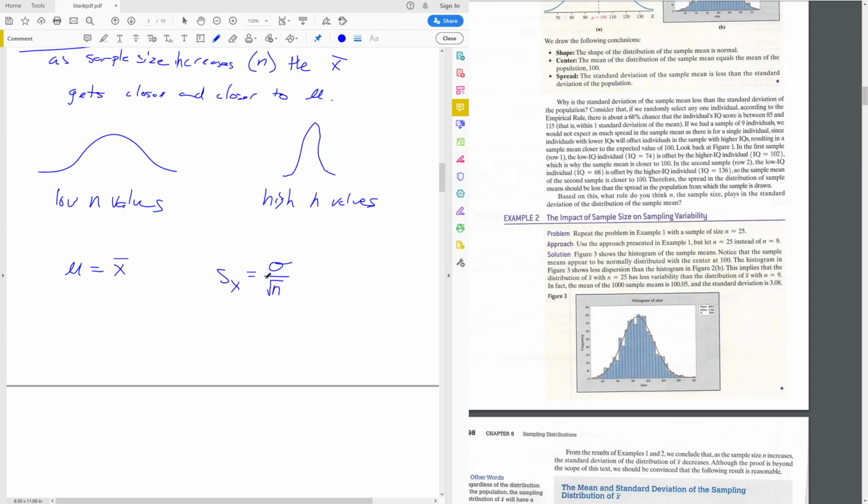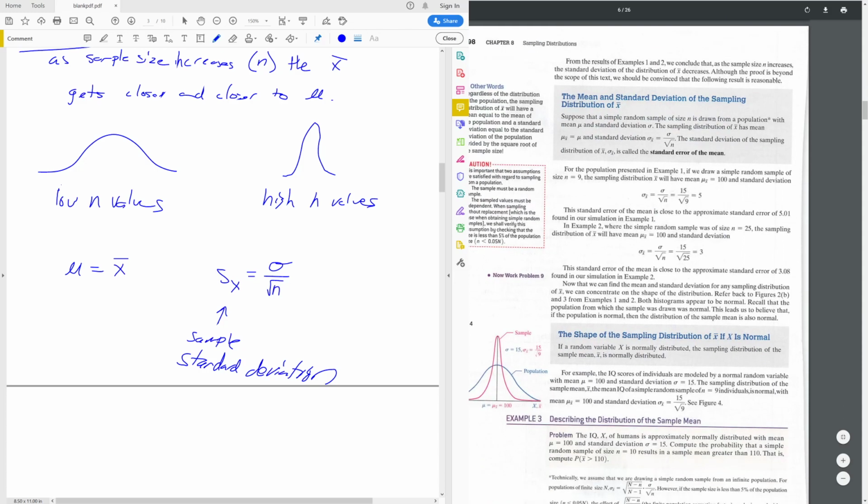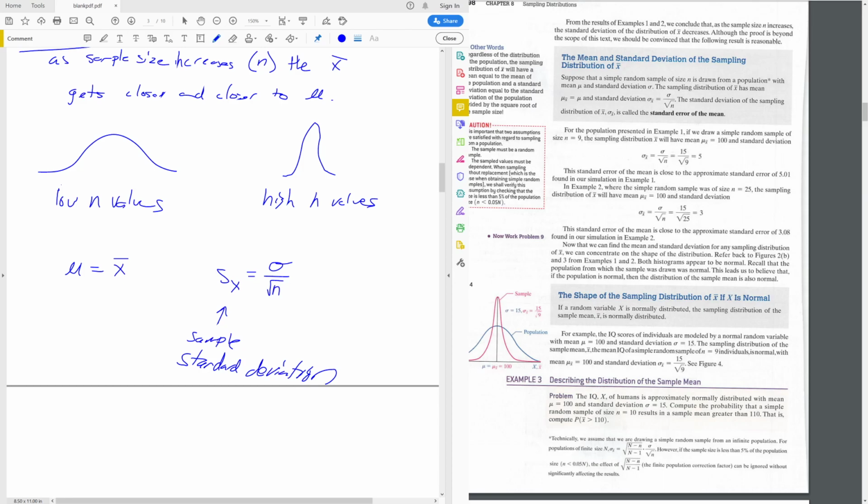And so this is our formula for finding the sample standard deviation. So that's sample standard deviation. Okay, so that's one to remember. That's what we'll be using. And this idea as well, because of the central limit theorem, we're going to say that the sample mean is equal to the population mean.